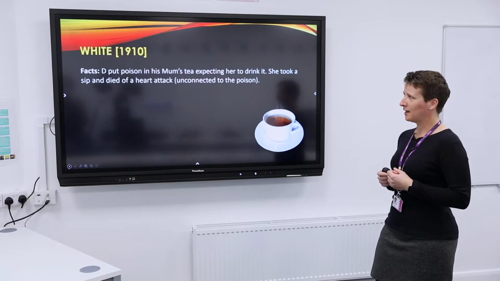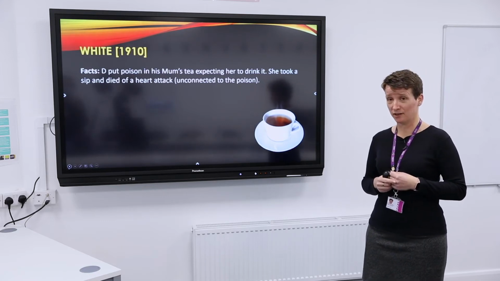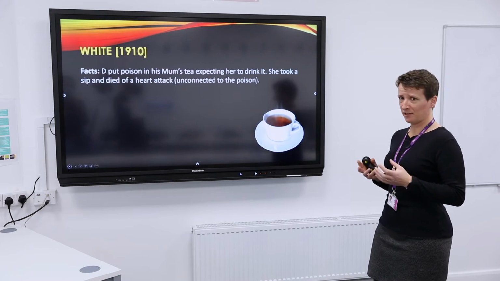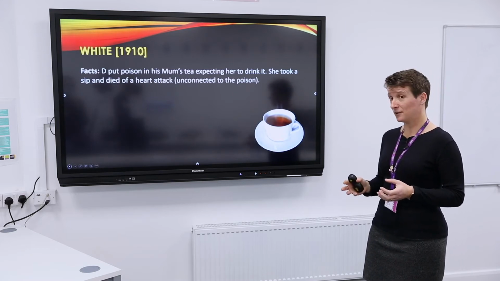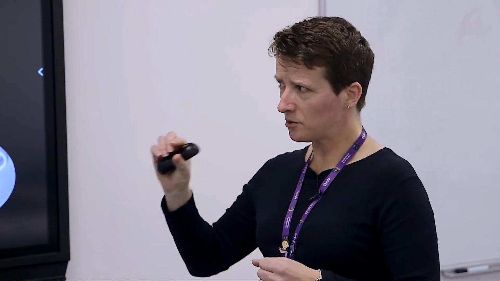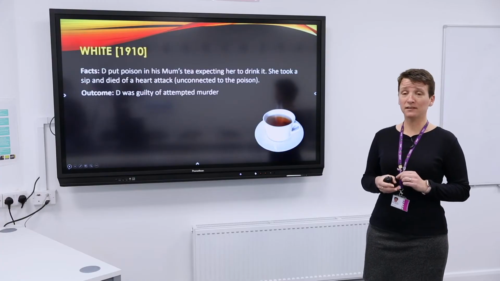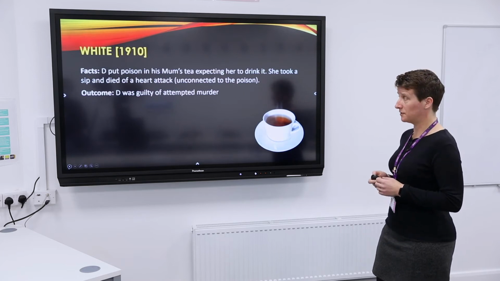This is the case of White, and Mr. White had had enough of his mother's company. He decided he was going to kill his mum, and he put poison in her drink, expecting her to drink it. She took a sip of the poison and then promptly died of a heart attack, which had absolutely nothing to do with the poison. And this is how you would record your case facts in law. So a summary of what happened in the case. The defendant was charged with and convicted of the attempted murder of the victim.